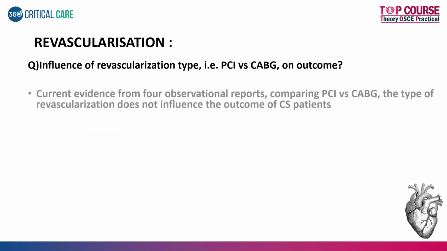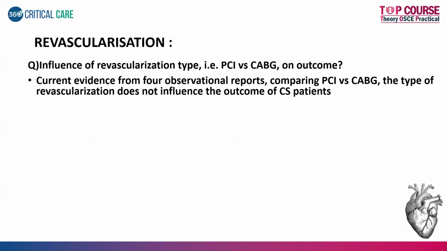Okay. So current evidence from 4 observational reports comparing PCI versus CABG shows the type of revascularization does not influence the outcome of the cardiogenic shock. So what is the role of emergent revascularization in acute myocardial infarction causing cardiogenic shock, also known as AMICS? Is there a role for this, and what is the name of the trial?